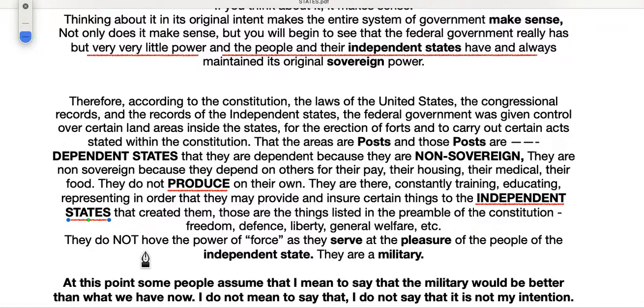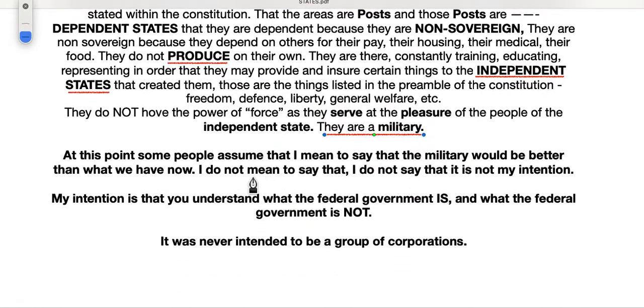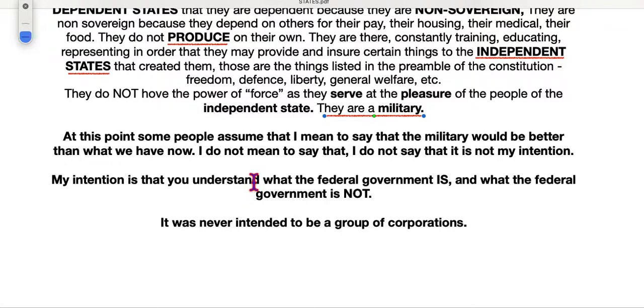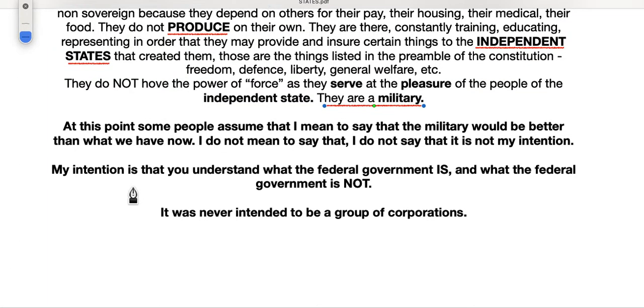They do not have the power to force, as they serve at the pleasure of the people of the independent state. They are a military. At this point, some people will assume that I mean to say that the military would be better than what we have now. I do not mean to say that. I do not say that. It is not my intention. My intention is that you understand what the federal government is and what the federal government is not.